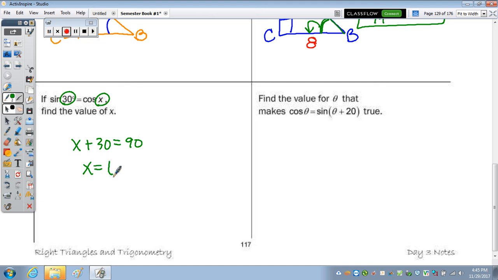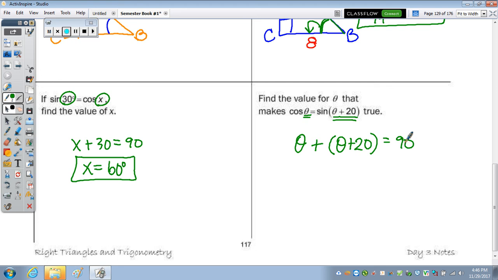And then to the right to finish, find the value of x that makes the cosine of theta equal to the sine of theta plus 20 true. Again, if the cosine of some angle is equal to the sine of another angle, these two angles, theta and theta plus 20, must be complementary. So I'm going to subtract the 20 first. So 2 theta equals, 7 theta equals 70. Divide by 2. And theta equals 35 degrees.